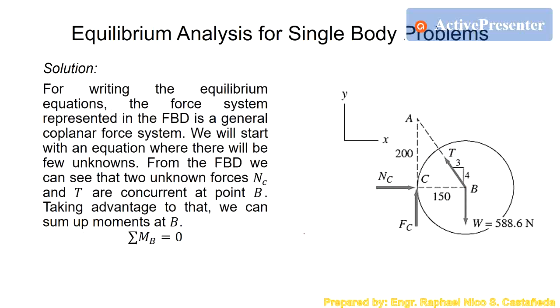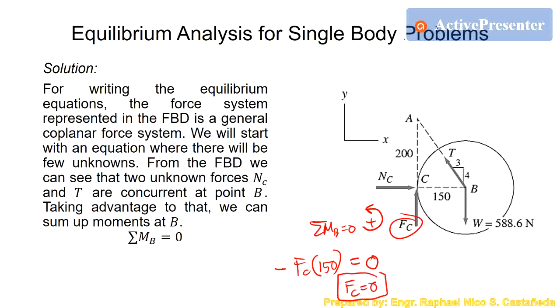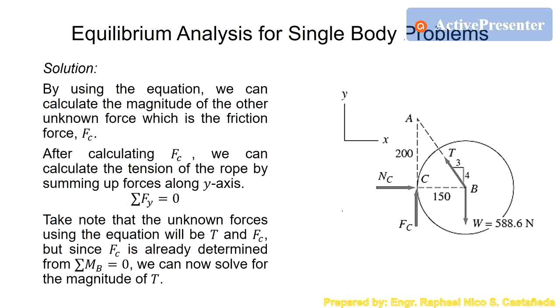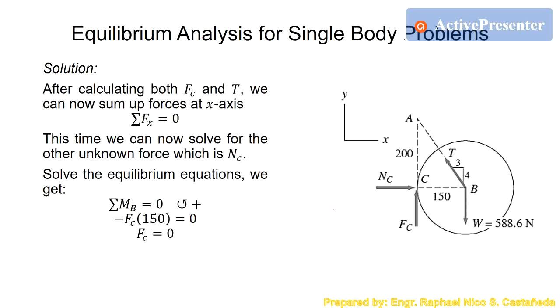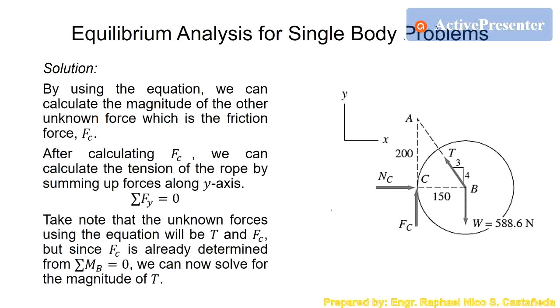So to do that, summation moment B equals 0. Actually, if we sum up moment B equals 0, we only have 1 force. We have FC. Distance is 150. Negative, because we will have counterclockwise positive. FC is clockwise at point B. So we have no other forces. So what will happen is FC is 0. We don't have a friction force. So calculating FC, we have FC equals 0.